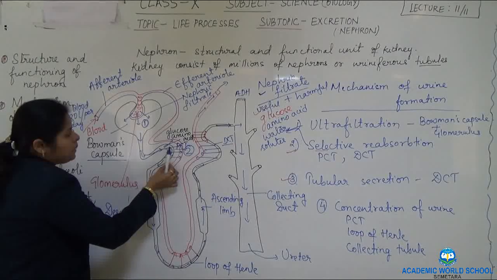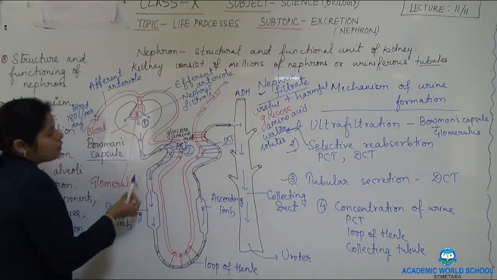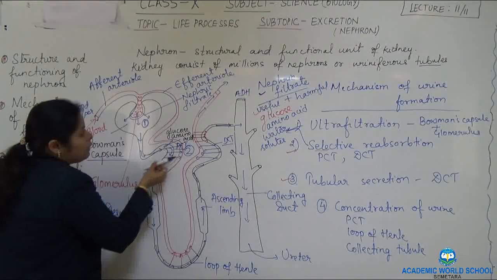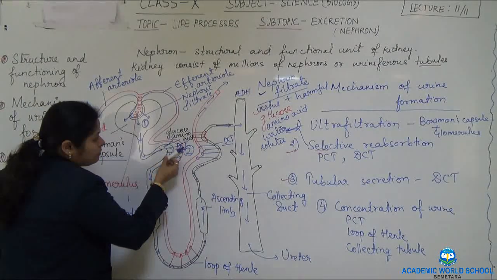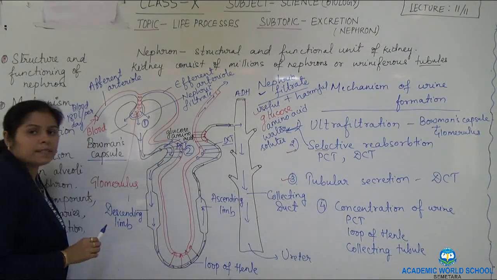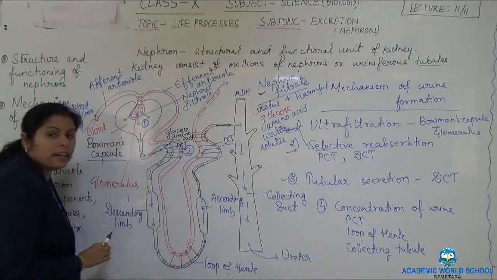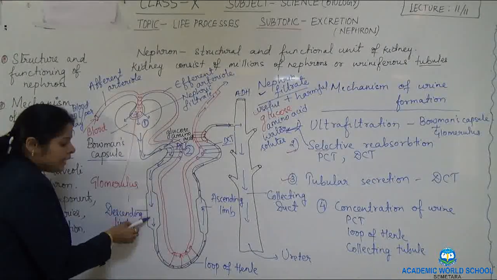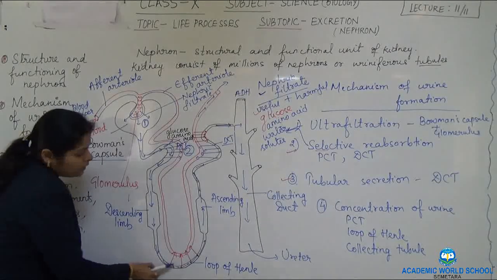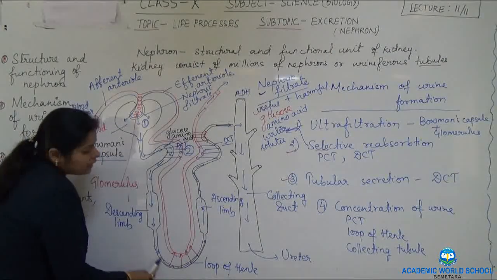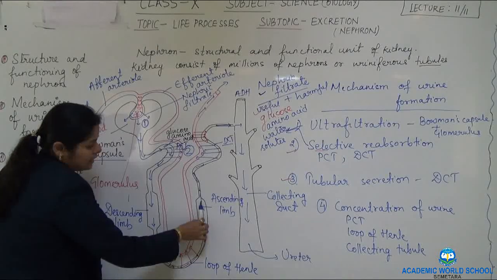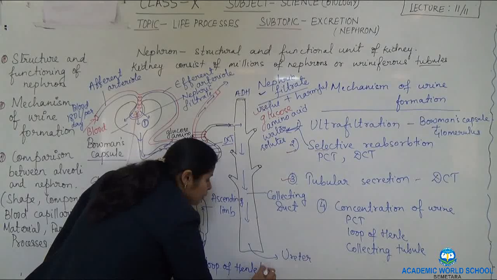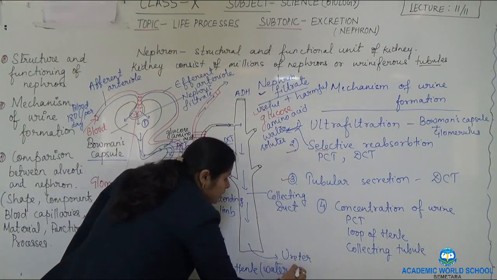When it reaches the PCT, that is proximal convoluted tubule, the important materials like glucose and amino acids will be reabsorbed by the PCT. Almost 70 to 80% of absorption of useful material would take place. This nephric filtrate will descend down through the descending limb and then it moves through this U-shaped tubule which we call the loop of Henle, and when it ascends up, here what will happen? The water will be absorbed. In the loop of Henle, water is absorbed.